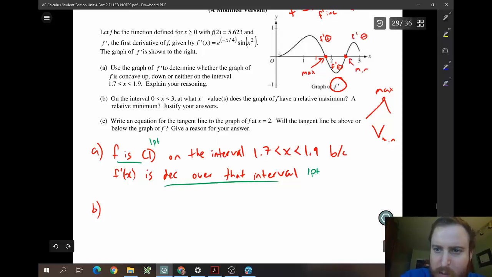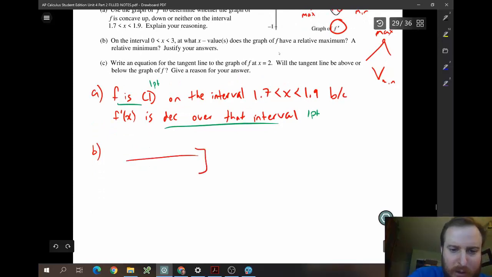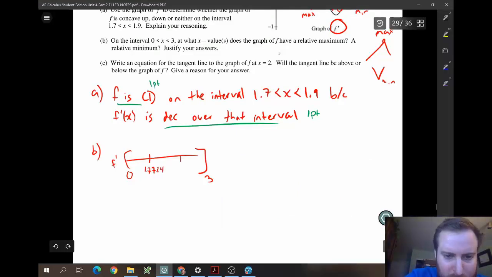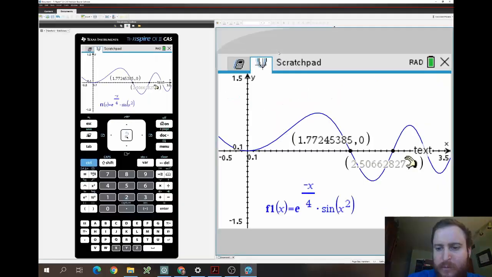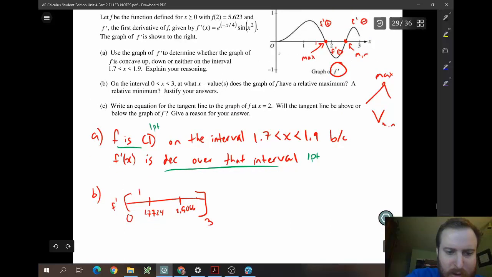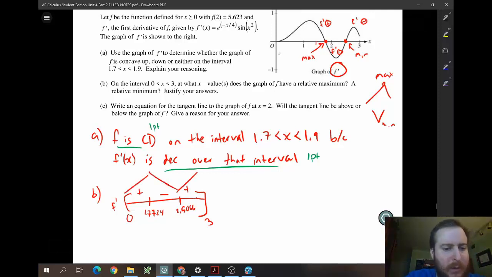If you wanted to make a number line just to help you out, you can. You don't have to, but you can. So we kind of said we're going between 0 and 3 for f prime. And then we have our 1.77. Like I said, 4 decimals is always safe, so 1.7724. And then 2 point, I think it's 5066. Yeah, 5066. Right, so those are the values at those zeros, so we're above the axis, so positive. Then in between the two zeros, we're below, so negative. And then above is positive, so we're increasing, decreasing, increasing. If that's going to help you figure out if they're maximums or minimums, then that's great.